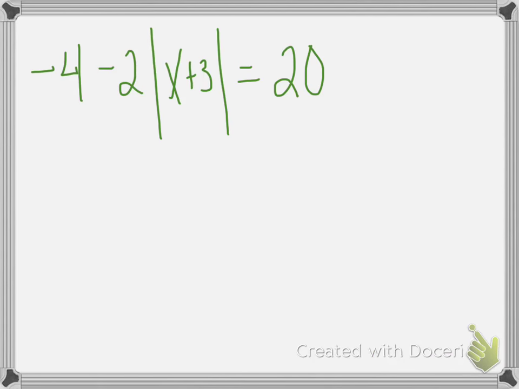Okay, I have another one. I have copied it so the writing's not so small. We have -4 minus 2 times the absolute value of x plus 3, and that is equal to 20. So let's just divide that side.